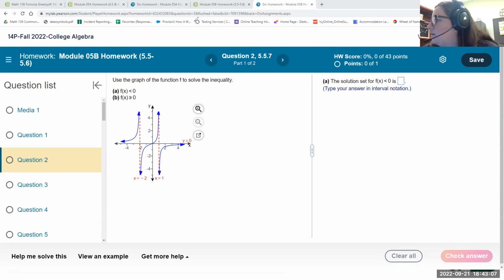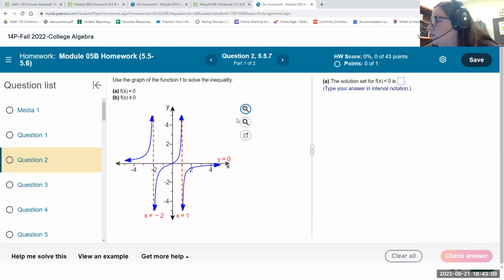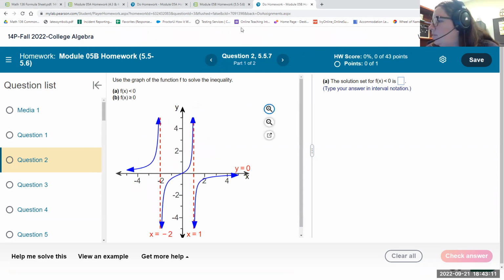I'm going to try and work on this graph a little bit more. So that gives me my intervals. I have from -∞ to -2, from -2 to 0, from 0 to 1, and from 1 to infinity.